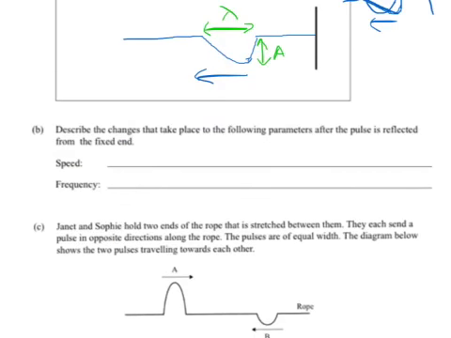Okay, moving on down. Describe the changes that take place to the following parameters after the pulse is reflected from the fixed end. Well, we've seen speed hasn't changed, same medium, so it's going to be the same. And frequency is a little bit odd term, because when we're dealing with a pulse, it's a single burst. So yeah, this is a very odd question because of that. However, what you can assume is that if it was a wave in the same medium, because the speed's not changing, the frequency is also not going to change, so it'll be the same as it was on the incoming and outgoing.